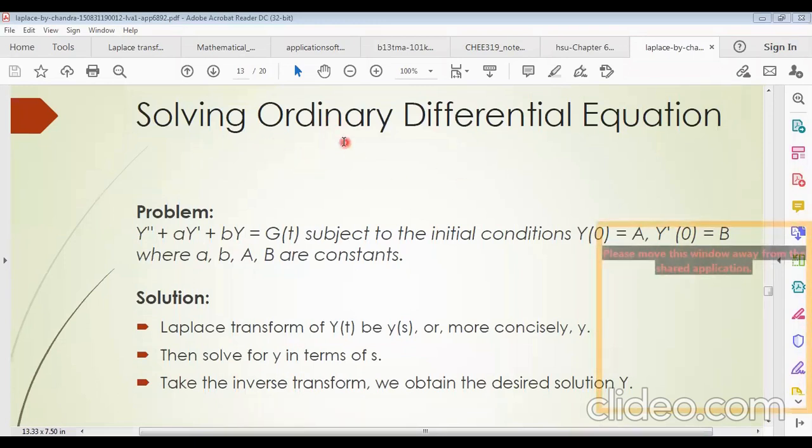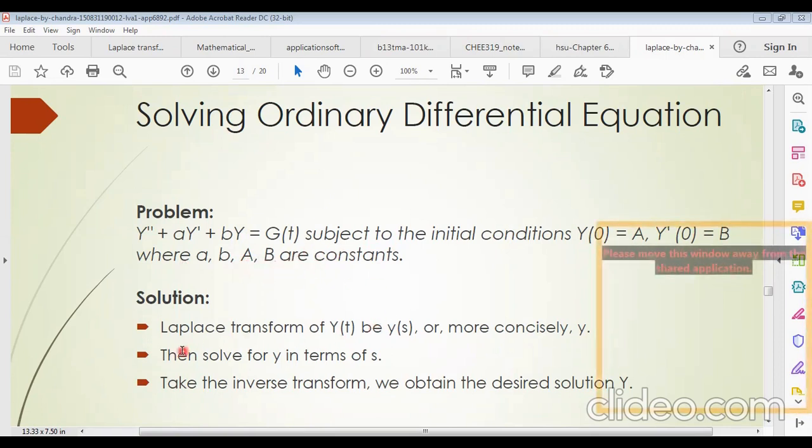Now, actually solving an ordinary differential equation like this. This is a second order differential equation whose right hand side is not 0. Then there will be two initial conditions assigned, because if the order of the differential equation is 2, then there will be two initial conditions. If it is 3, then there will be 3 initial conditions. Remember it. Here a, b, capital A and capital B are constants.